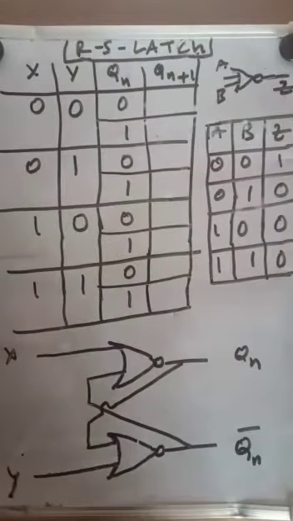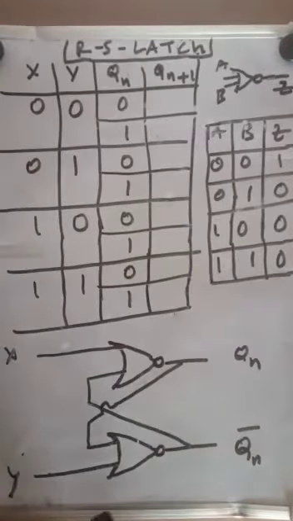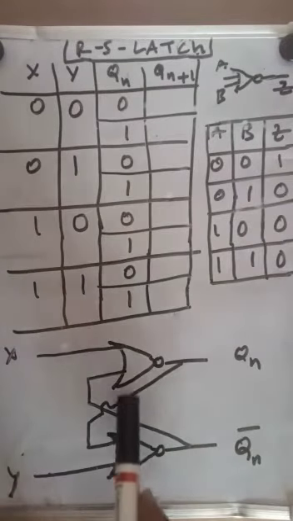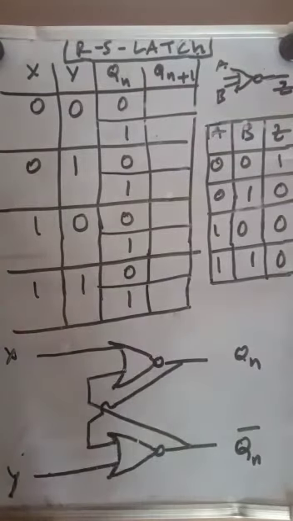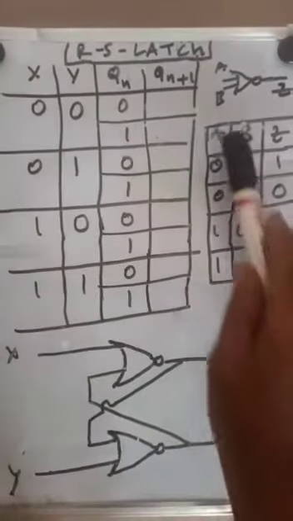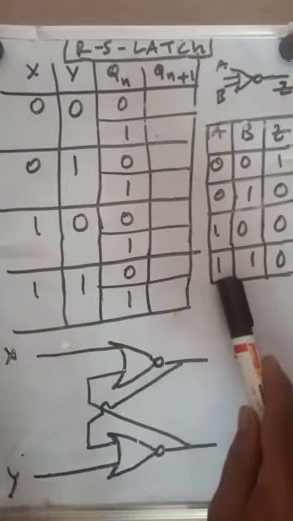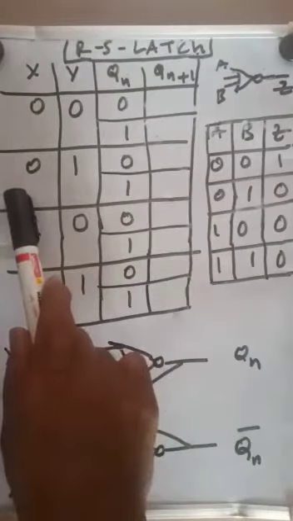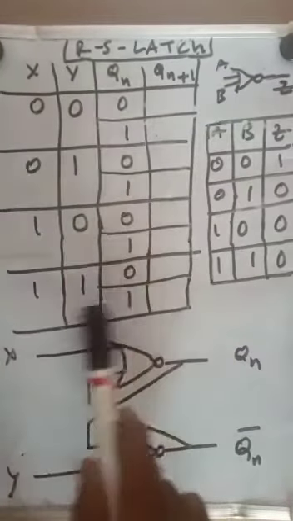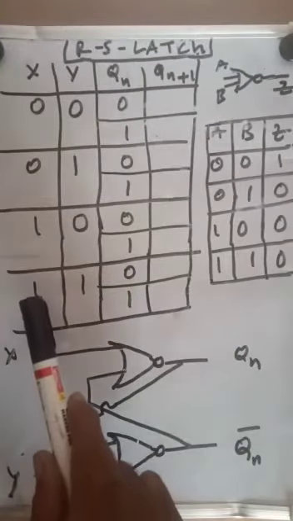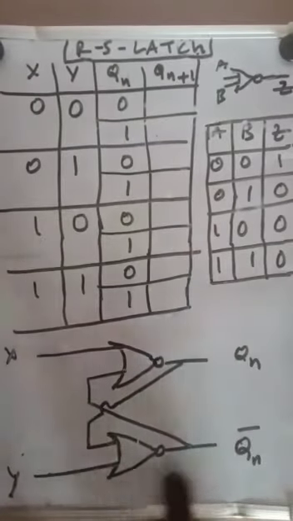This is the RS latch. In this class, the RS latch is designed using NOR gates. These are the NOR gates. This is the truth table for the NOR gates, and this is the overall truth table and the final output of this entire flip-flop latch.